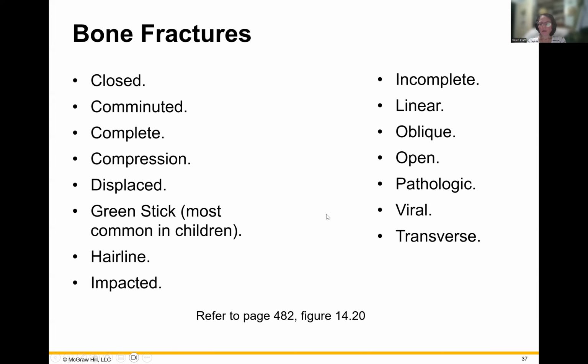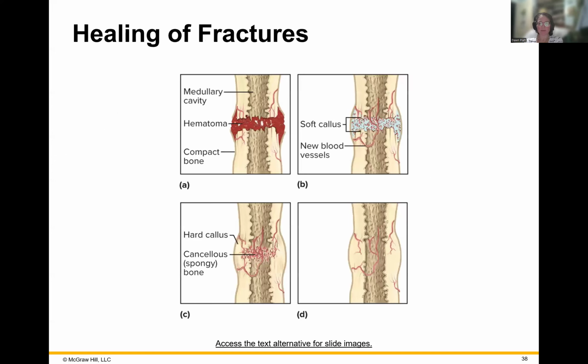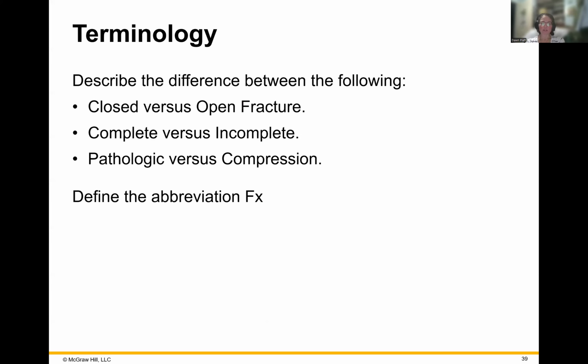Bone fractures. I'll let you guys read up on these different types of bone fractures. There are several, and let's try to find where they're located. There's a figure on page 482, figure 14.20. This gives you a picture of what the actual fractures look like. And then when it comes to healing of fractures, this shows you what the healing process of the fractures is.